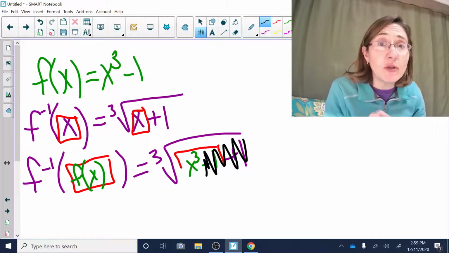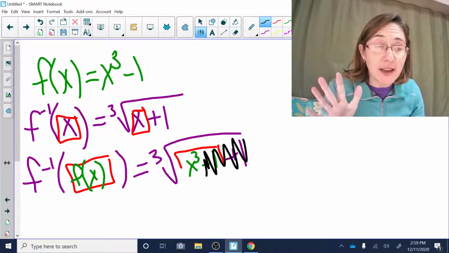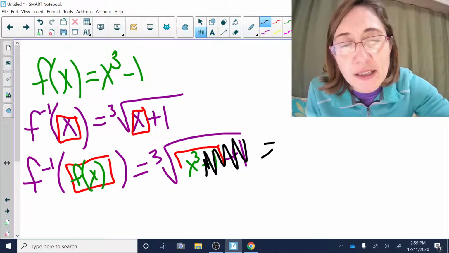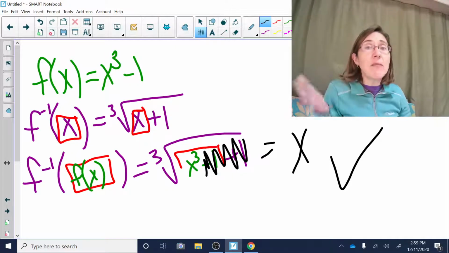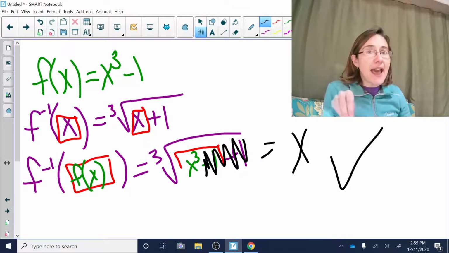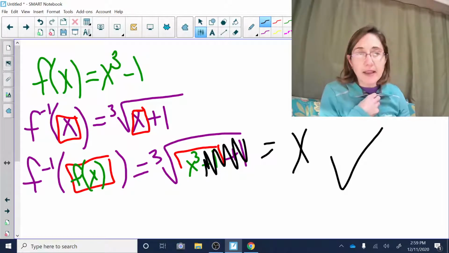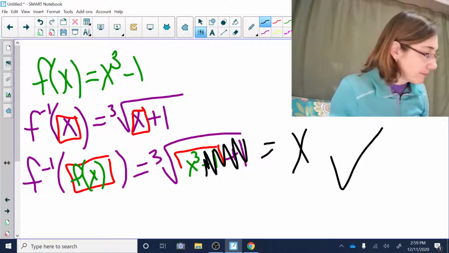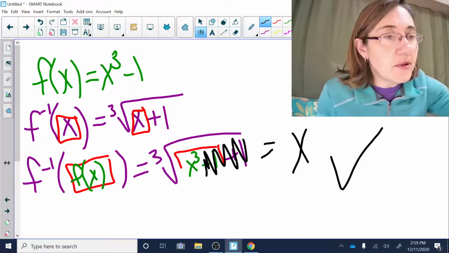Then you have to cube root the x cubed. Well, the cube rooting and the cubing undo each other, so that gets you back to just x. So check, we did it! Woohoo! That proves by composition that we have the correct inverse, that is the inverse function, because I got back to just x. Let's do one more. Oh wait, yeah, I showed you those on Desmos already.